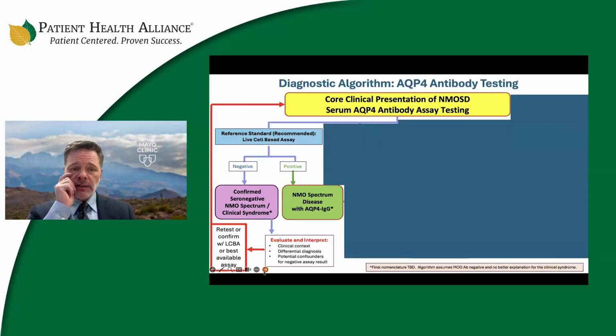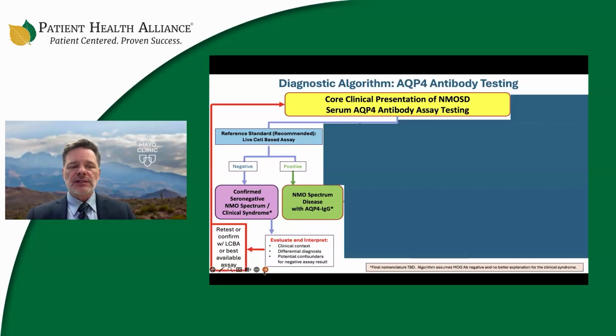I'll next show you some summary guidance in one very busy slide that I'm going to show in two parts, which is a diagnostic algorithm for aquaporin 4 testing to try to help a clinician divide patients into aquaporin 4 positive NMO spectrum disease and separate that from the seronegative syndromes. So beginning at the top in yellow, if a patient presents with a core clinical presentation of NMOSD, such as optic neuritis, longitudinally extensive transverse myelitis, area postrema syndrome, or any of the other less common variants, the first test will be a serum aquaporin 4 antibody assay. Now, in this instance, we're looking at a live cell-based assay. So this clinician has access to the reference standard, the best available test. If that assay is positive, then the diagnosis is confirmed NMOSD or NMO spectrum disease with aquaporin 4 antibodies.